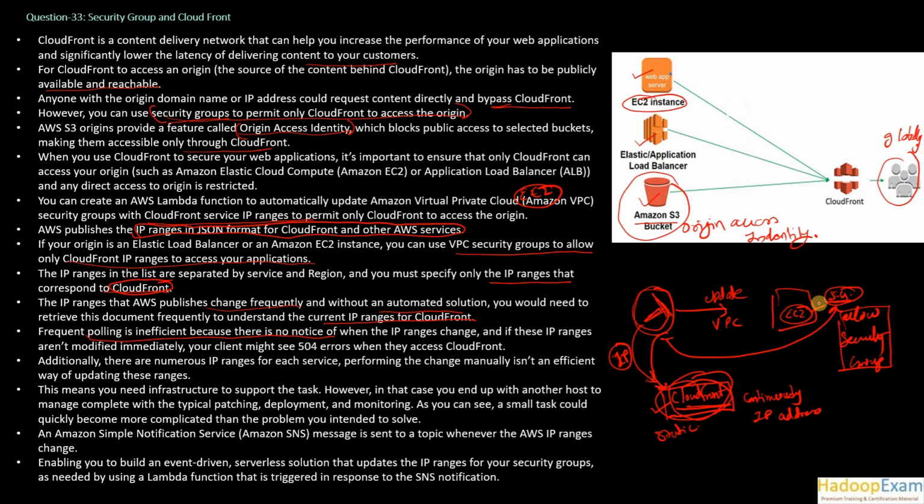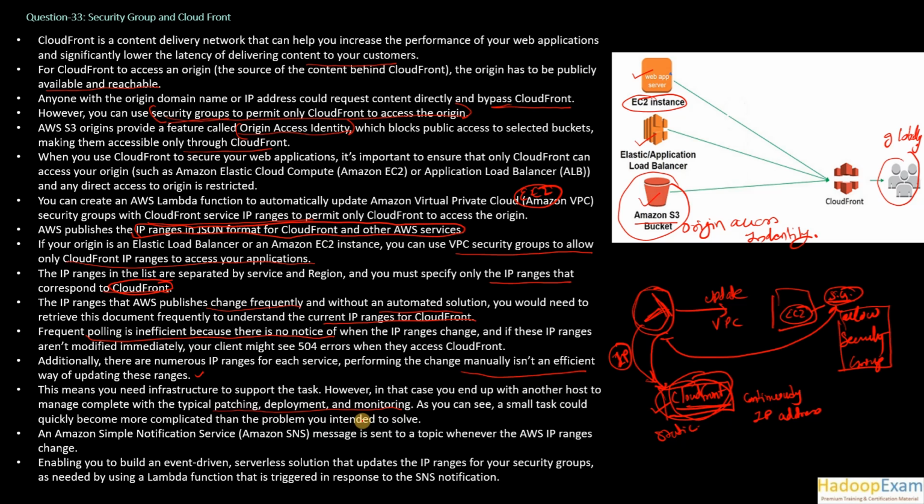Additionally, there are numerous IP ranges for each service. Performing the change manually is not an efficient way. Obviously, manually updating these IP ranges is not possible, correct? This means you need an infrastructure to support the task. However, you could end up with another host to manage, complete with typical patching. To do this entire activity you can have another instance, but that would be more of a headache.